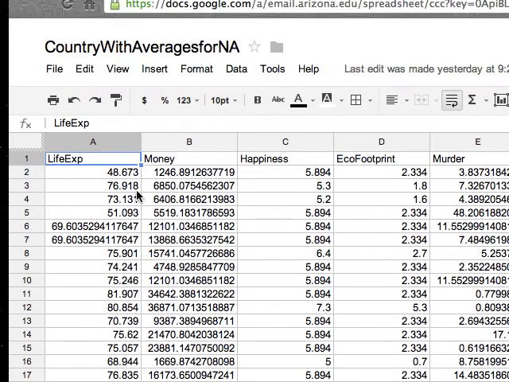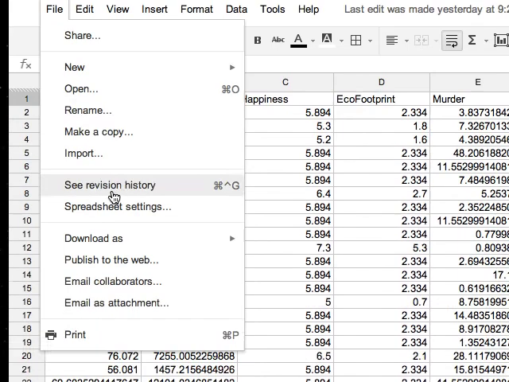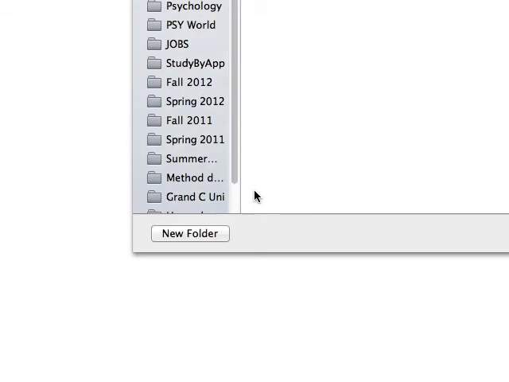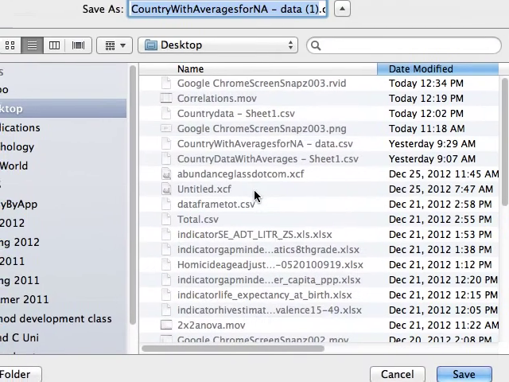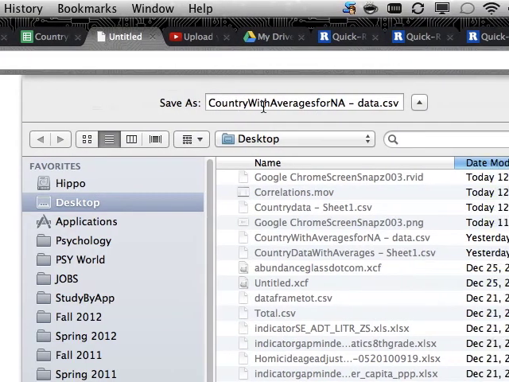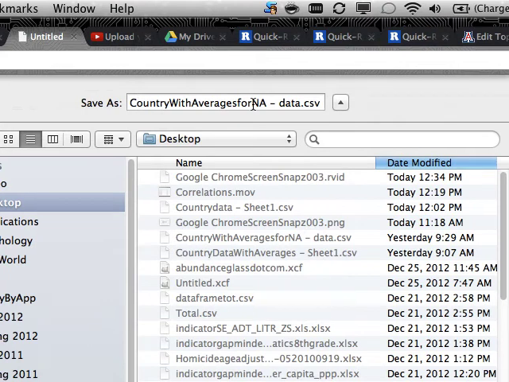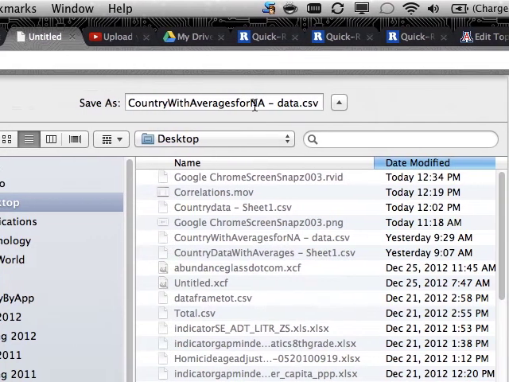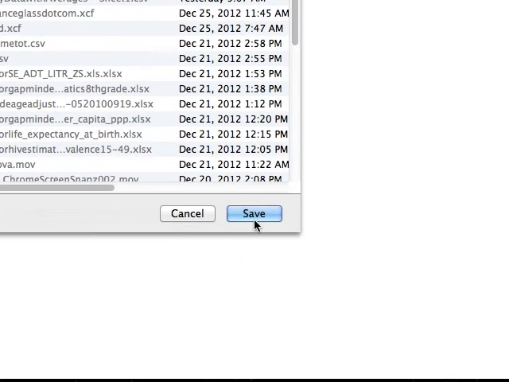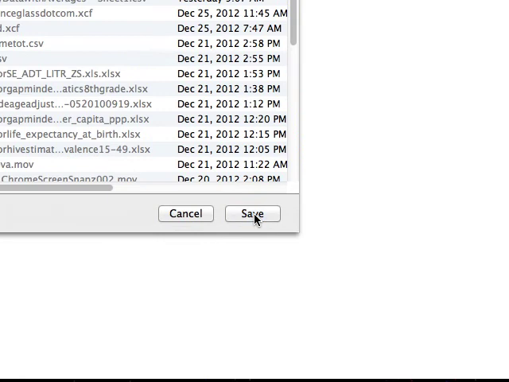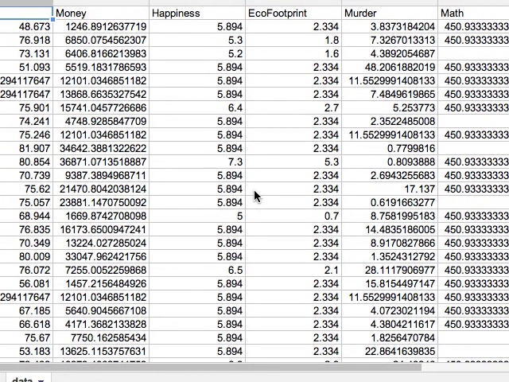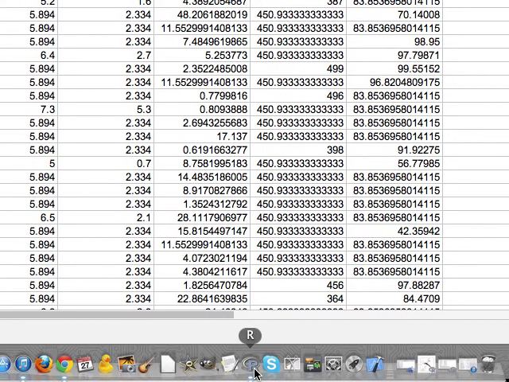All right, so let's download this file. It's going to be country with averages, with not available. So we've added all of the averages to this data. Okay, I'm going to save it on my desktop. All right, now let's go into R.